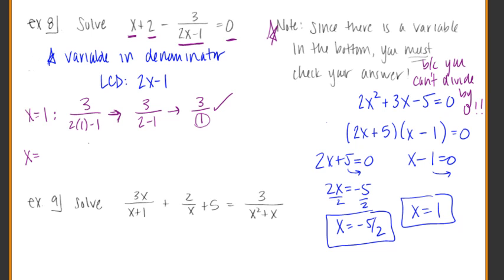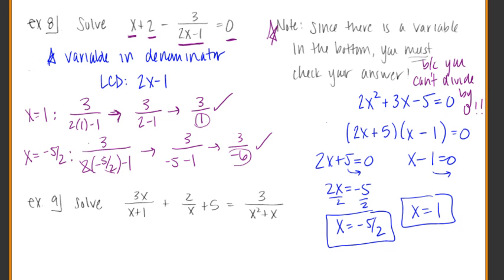Okay, let's check out the negative 5 halves. I really don't have to plug in the whole thing. It's just a quick check. Go to the term that has the fraction in it, and make sure that by the time you plug it in, the denominator gives you something other than 0. So 2 times negative 5 halves, the 2's cancel, so I just get negative 5 minus 1, which gives you 3 over negative 6, and I can check that off, because that's definitely not a 0. So both of these answers work for the whole problem.